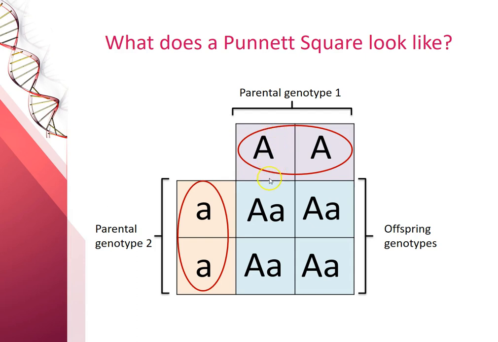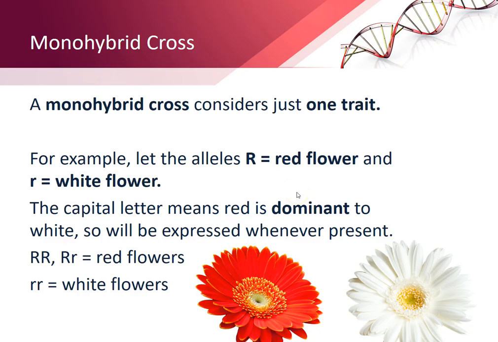You then look down and across at each one. You combine them, so this would be a big A combining with a little a, gives us the heterozygous big A, little a. Similarly, down and across gives you big A, little a, and so on. These are then the offspring genotypes.